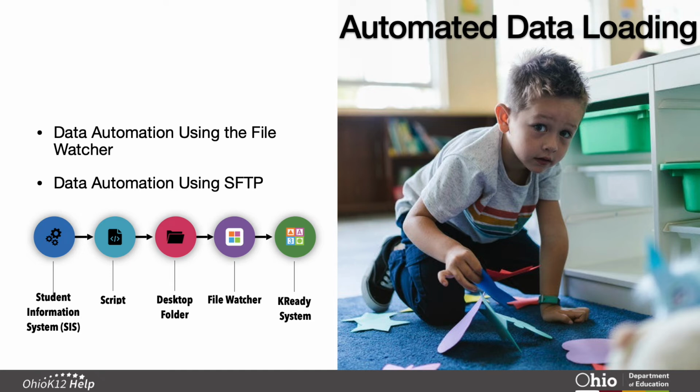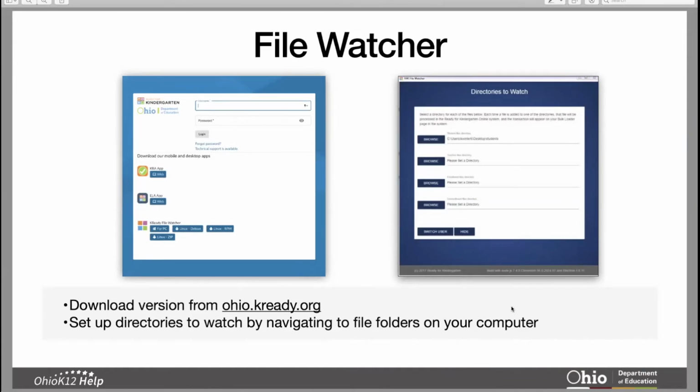So with the file watcher, this is a desktop application for an automated process of uploading, and it is recommended for larger districts. This simplifies the process by automatically checking user-created folders that contain the system templates that we just walked through. So all the different types of templates are just simply added to that folder. The file watcher goes in and checks that folder to see if there are any changes, and then it uploads those changes to the system automatically for you.